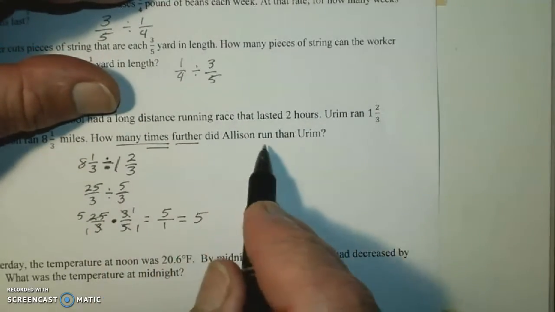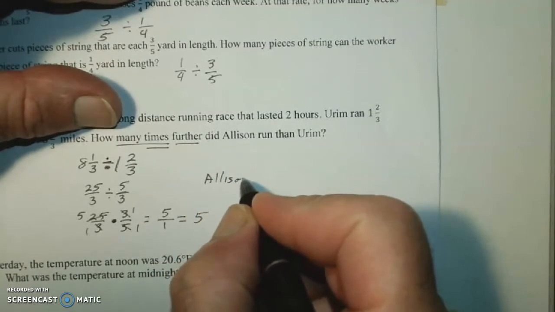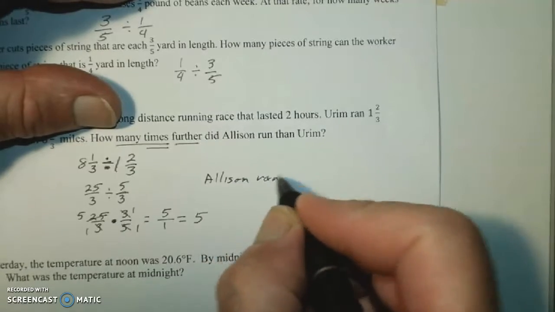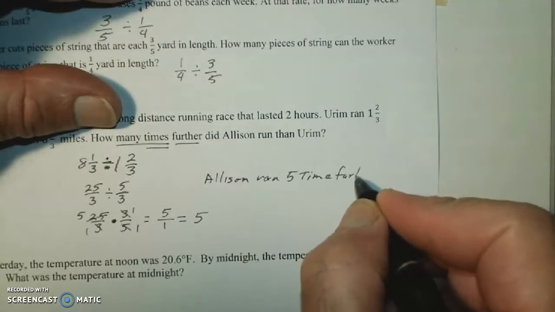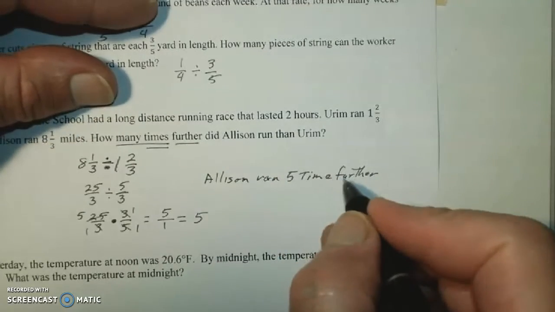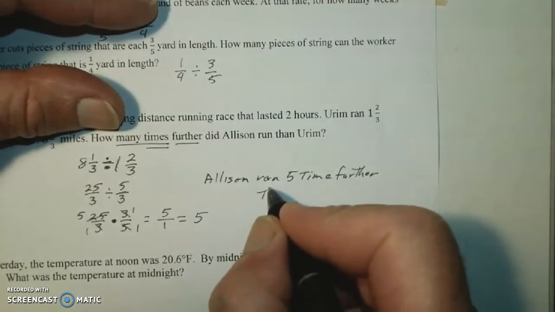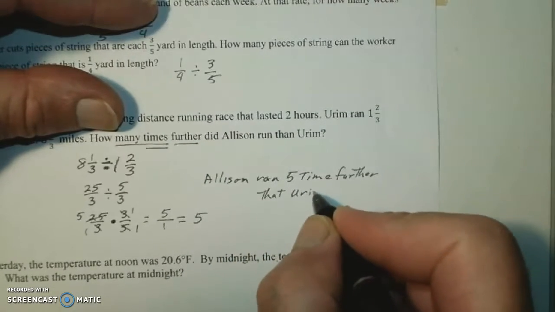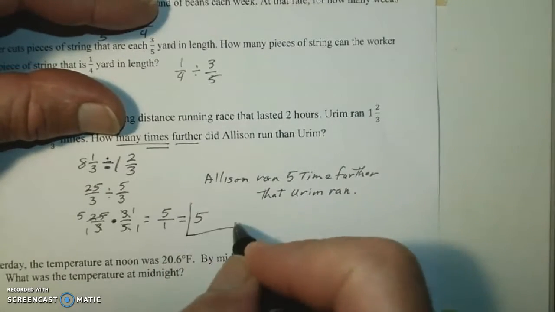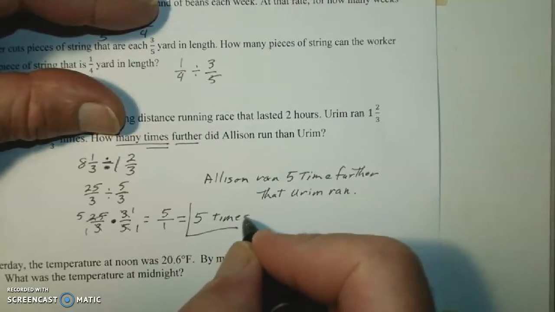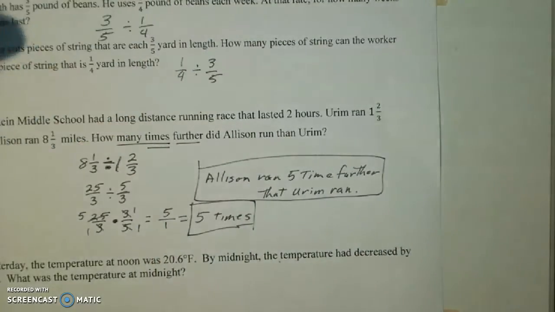Again, make sense of your answer. How many times further did Allison run? You would say Allison ran 5 times further, or 5 times the distance that Arim ran. Something like that. So the answer is 5 times. A sentence answer would be something like that.